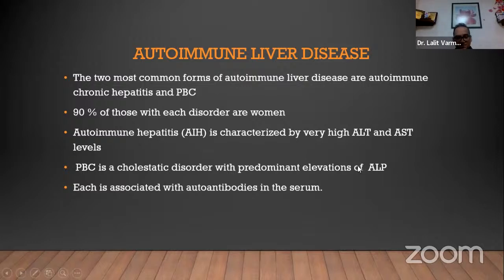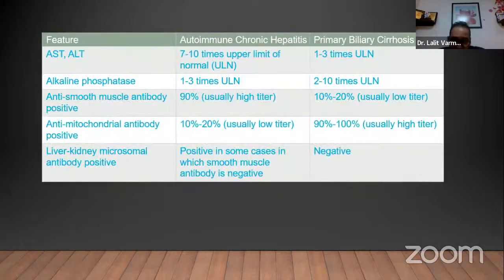Each of these autoimmune liver diseases is associated with autoantibodies in the serum, and again, they are easier to do these days. So basically, when you compare both, this is what I made to make it simpler. Your AST and ALT are 7 to 10 times the upper normal limit in autoimmune chronic hepatitis or autoimmune liver disease. In PBC, it is just mildly elevated, 1 to 3 times. Your alkaline phosphatase is very high in PBC, as you see here.